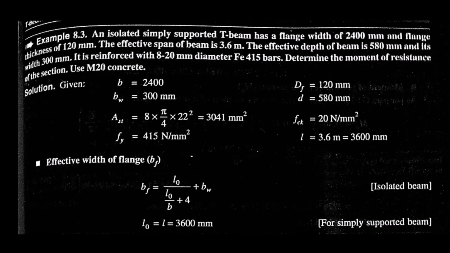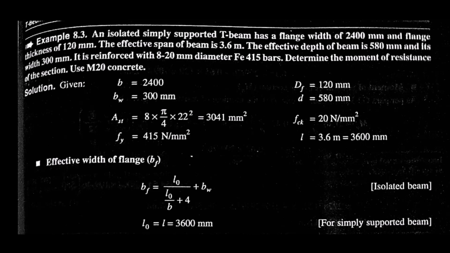Let's read out the problem first. An isolated simply supported T-beam has a flange width of 2400 mm and flange thickness of 120 mm. The effective span of beam is 3.6 meter. The effective depth of beam is 580 mm and its width 300 mm. It is reinforced with 8 numbers of 22 mm diameter bars. There is a printing mistake, the bar diameter will be 22 and the grade of steel is Fe415. Now determine the moment of resistance of the section.